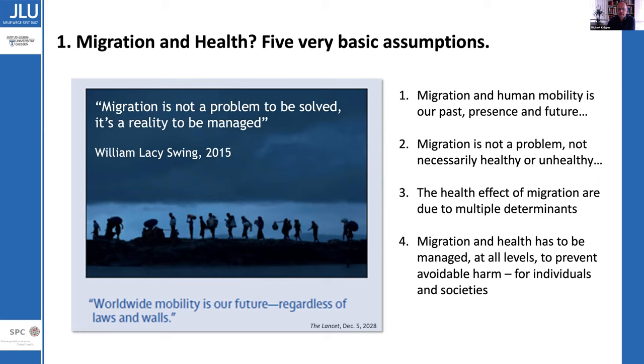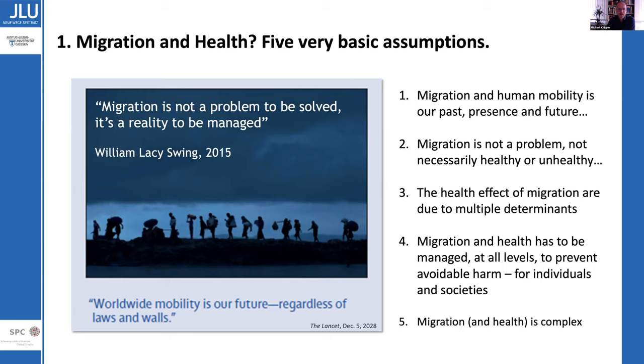And then the second point of this quote from William Swing is that migration health has to be managed. And in our field of health, it has to be managed at all levels to prevent avoidable harm for individuals, but also for our societies, as has already been mentioned previously. And when we talk about cultural competence training, for example, of course the competencies are very important, but when we aren't able to create institutions where culturally competent care can really be realized, it's really difficult. So we have to think about this management idea, this at the end political aspect, very seriously, I think.